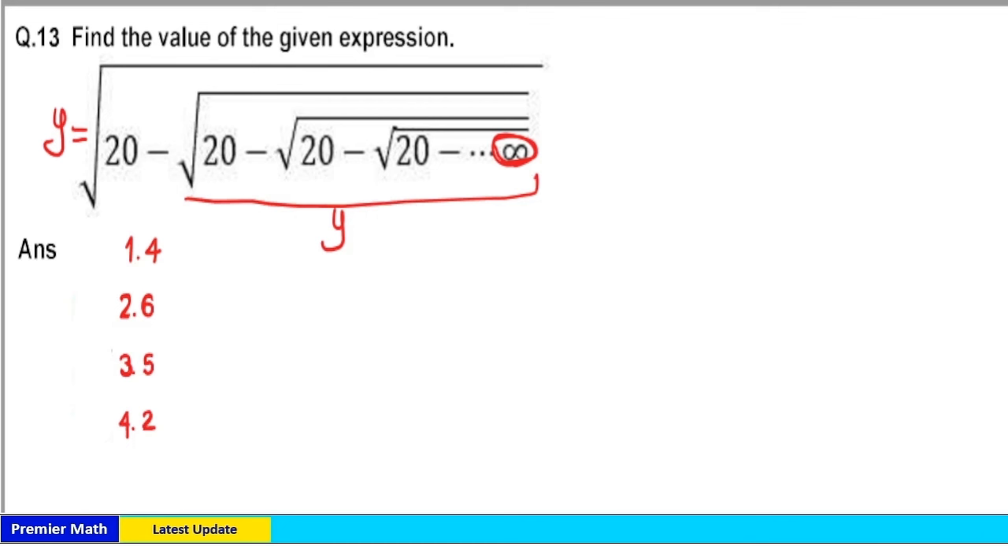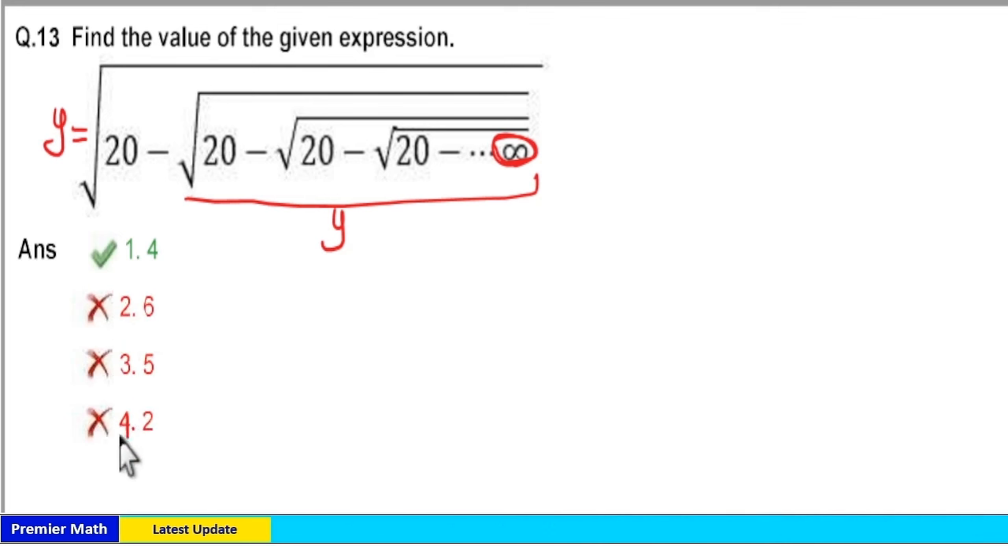Now this is 20 minus something. So square of your answer should be less than 20. 6 square is 36, 5 square is 25. Both are eliminated because both are greater than 20. Now 2 square is 4, which is too small. So option 1, 4 is your answer.